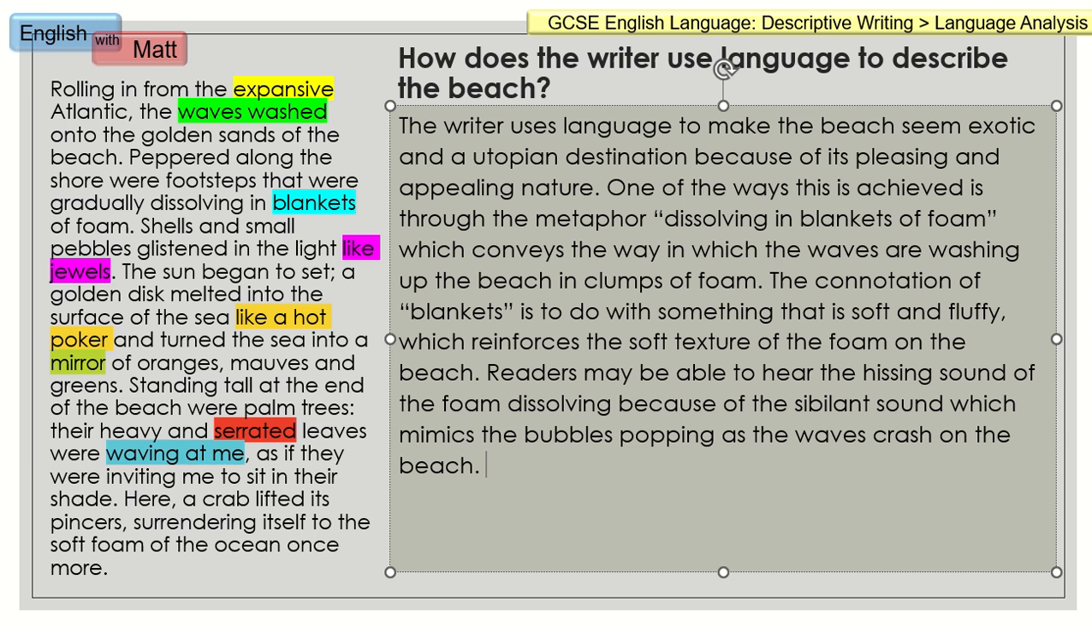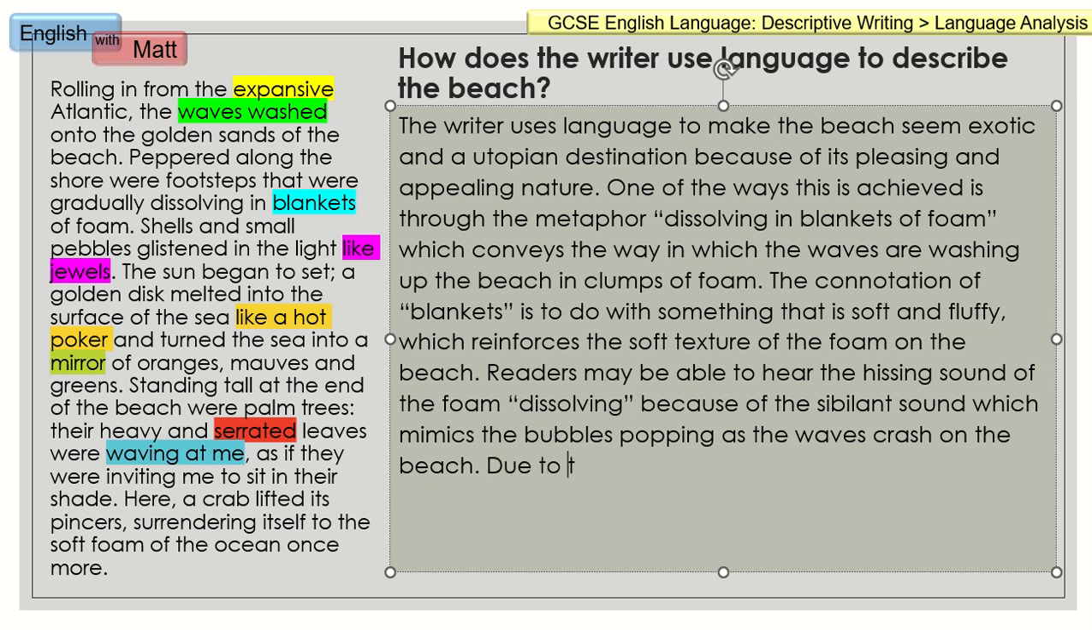So I'm looking at the word dissolving. It has that S sound in it. I'm going to put that in quotes actually as well. Okay, so I want to make that clear that I'm taking that from the text. Readers may be able to hear the hissing sound of the foam "dissolving" because of the sibilant sound, which mimics the bubbles popping as the waves crash on the beach.